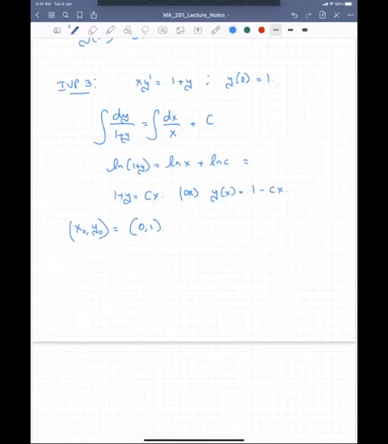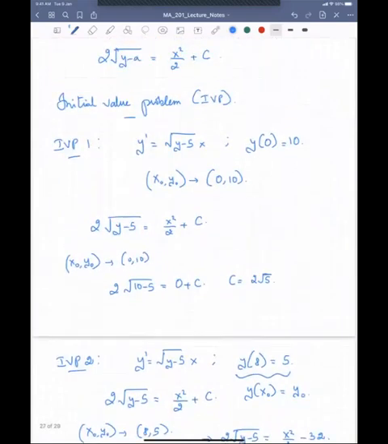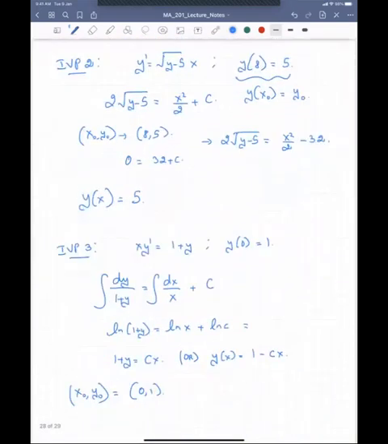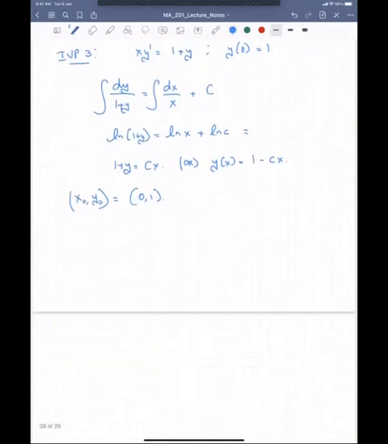The point is that there is always a possibility that there could be differential equations, or rather initial value problems, that could have multiple solutions. So we had one example where there is just one solution possible. We had the same differential equation with two solutions possible. Now we have a third initial value problem with multiple solutions possible. In fact, an infinite number of them, because there is no way I can fix c.